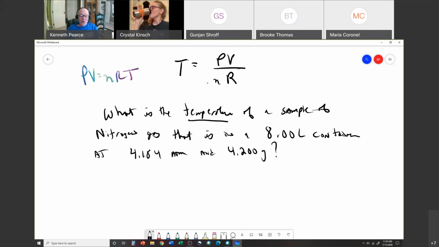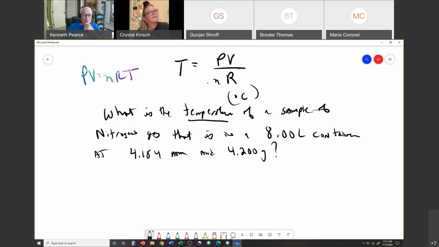Okay, so what else do we have going on here? Well, first off, I didn't specify, but I want the temperature in degrees Celsius because I don't have a thermometer that reads in Kelvin. My thermometer is reading degrees Celsius or Fahrenheit. So I want my temperature in degrees Celsius.